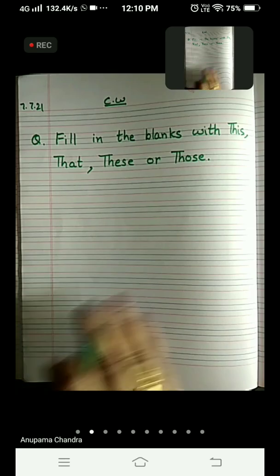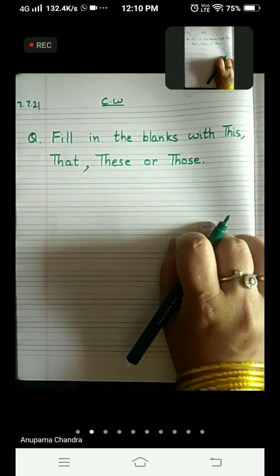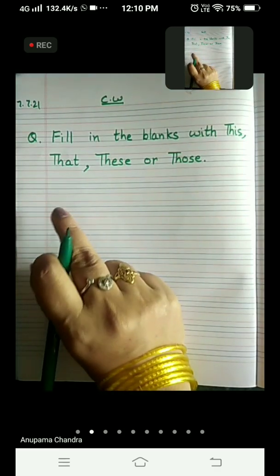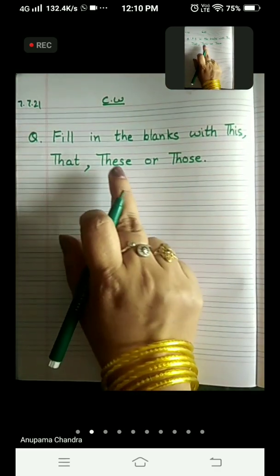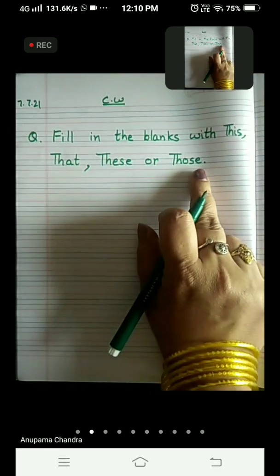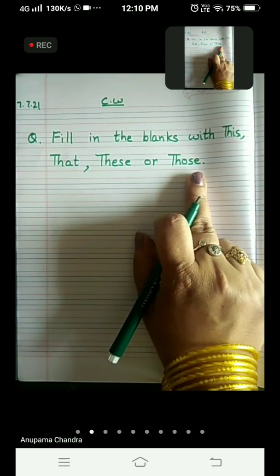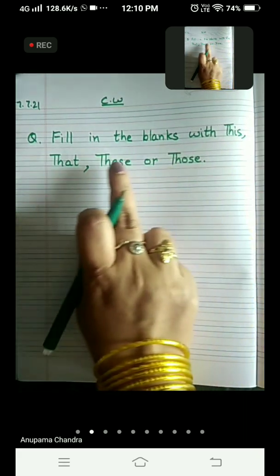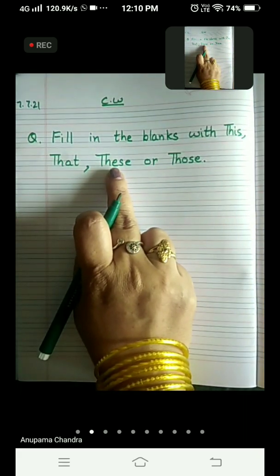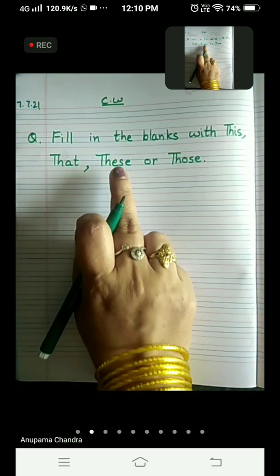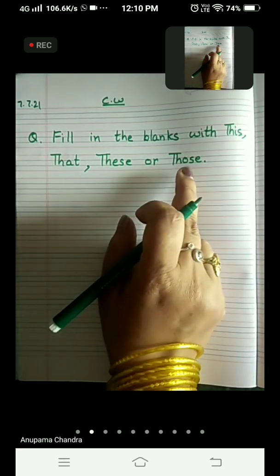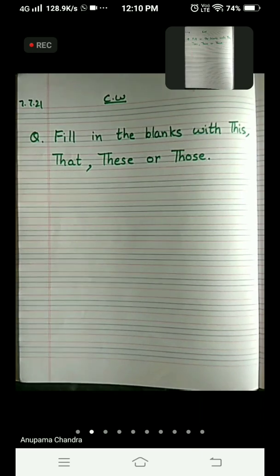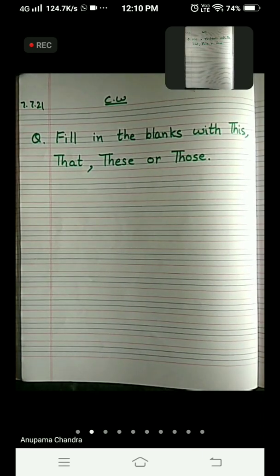So children, remember, when the thing is 1 in number, we are going to use this and that, and when it is more than 1, then we are going to use these and those. Okay? And when the things are near, we use this and these. When the thing is far away from us, we use that and those. Okay? Let's see the first one.